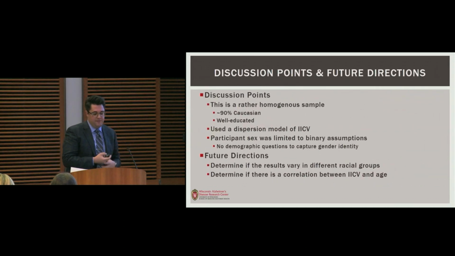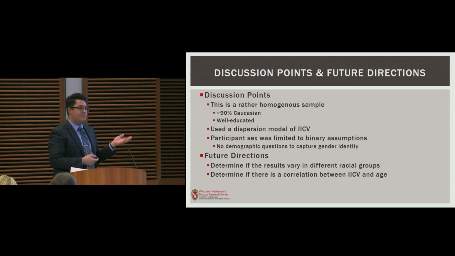So, some discussion points and future directions. Again, I want to reiterate, this is a rather homogeneous sample that's about 90% Caucasian, and most people were pretty well educated. We used a dispersion model of IICV, which is a limitation because while it gave us the magnitude of IICV, you could have the same amount of IICV if you were someone who has really well-developed memory skills and executive functioning skills that are in the average range. That's a very different clinical picture from somebody who has preserved Trails A and naming ability, but then has lower learning, memory, and Trails B.